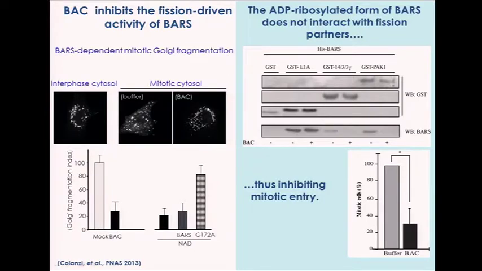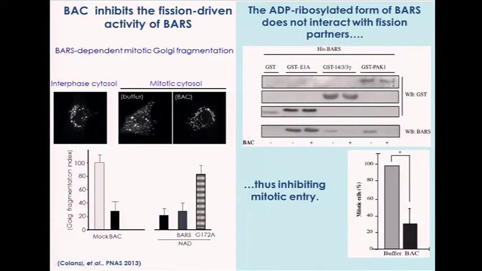Is all this doing something to the cellular functions of BARS? Yes, indeed, because BARS can be inhibited by BAC, so it can lead to the fragmentation of the Golgi. But what is important is that, by preventing the interaction of those partners that I showed you before, which regulate the complex formation that leads to fission, it inhibits the complex formation, and thus it blocks the mitotic entry into cells.